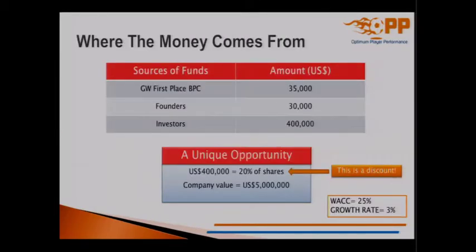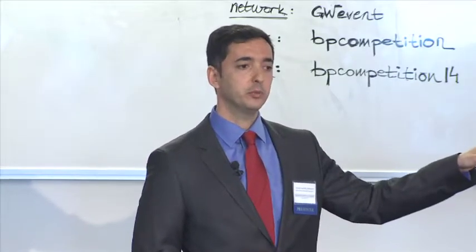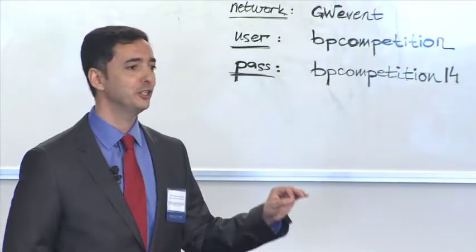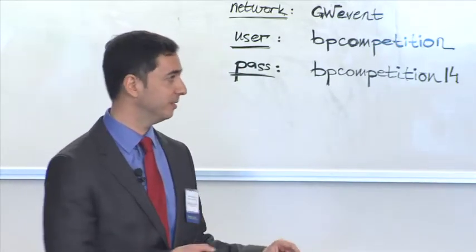As for where the money comes from, hopefully with your help today, we get the $35,000. Also, we're going to put money into the business because we believe in it. The timing is right. We're going to invite investors to put in $400,000 for a 20% stake in the company, valued at $5 million. You can see the WACC there, 25%, and a growth rate of 3%. Very conservative. $5 million is the value. The 20% would be $1 million, but we are only charging you $400,000. We are giving you a 60% discount, a one-time deal.